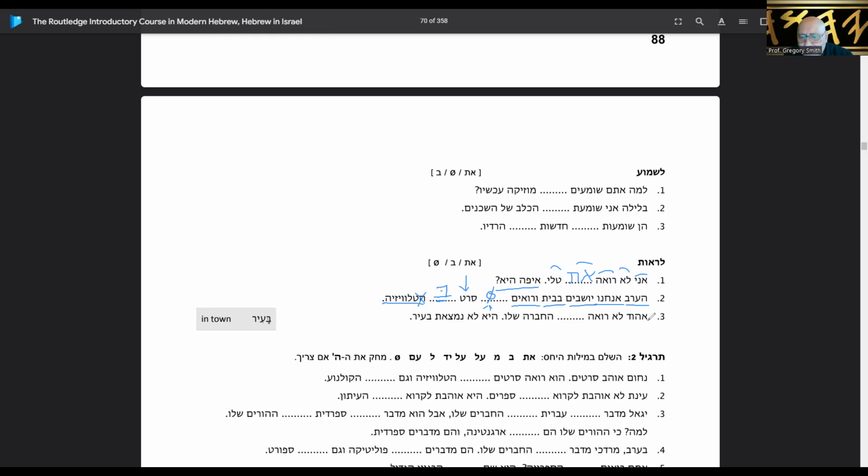Okay, how about this one? Ehud lo ro a. Ehud does not see or does not watch. Let's see, Hahavra Shelo. Oh, his girlfriend. Hahavra is like a girlfriend. Does not see his girlfriend. Hahavra Shelo. So because that is Hahavra, I think it's going to be this here.